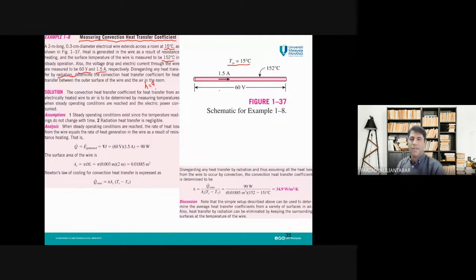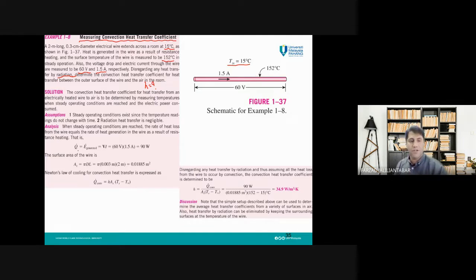Okay, again, we'll start with assumptions. One, a steady operating condition exists, nothing changed with time. Two, radiation heat transfer is negligible because it is also mentioned in the question instruction. When we have a steady operating condition, the rate of the heat loss from the wire will be equal to the heat generation in the wire. Why? Because it says we have a steady operating condition. The temperature doesn't change with time for the wire or surrounding, none of them. So it means the heat which is generated inside the wire is transferred to the surrounding at a constant rate.